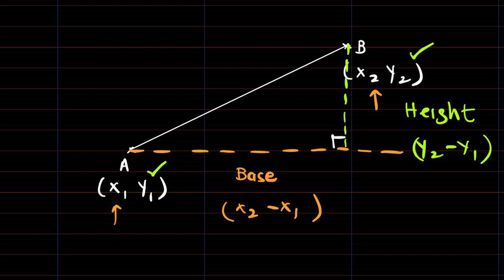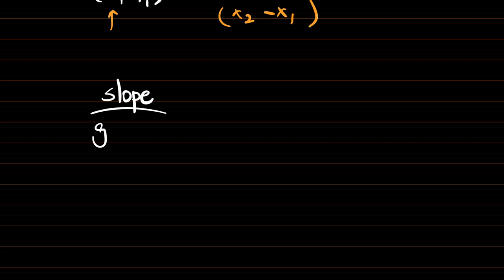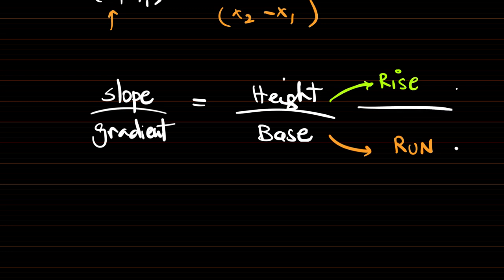I'm not talking about the distance right now. I'm just talking about the change in y over the change in x. So first of all, I'll use the formula for slope or gradient. That is the change in height divided by the change in base. Change in height can be termed as rise, and change in base can be termed as run. So that gives us another definition for slope, that is rise over run, a very, very commonly used definition.